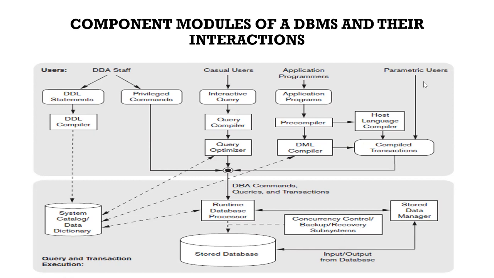The last user is the parametric user. He will be directly approaching the compiled transactions. As already mentioned, the compiled transactions will be combined with the application programmers, casual users, and DBA staff, and entirely given to the runtime database processor. So this is the entire skeleton of how the components of the database management system interact among each other. I hope you can understand the concept.